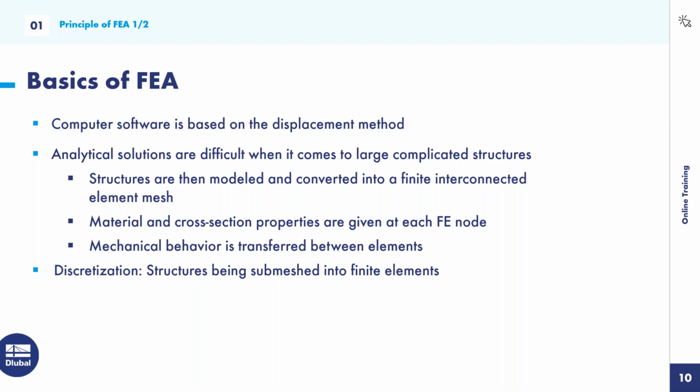So this last word down here, discretization, I think is a very interesting vocabulary word. Discretization, the meaning of it, it's almost a verb, or it is a verb, structures being submeshed into finite elements. So basically these large complicated structures, you would say, are being discretized or using discretization, which is structures being submeshed into finite elements, basically. So that's a word that's used in FEA terminology.